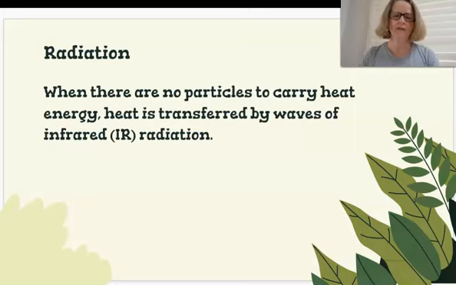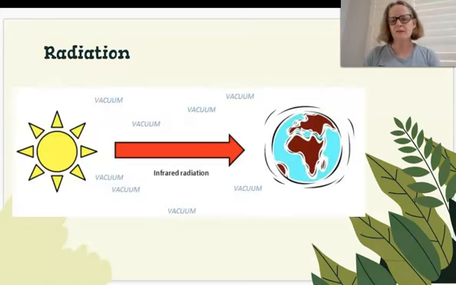Radiation is our third type of heat transfer. When there are no particles to carry heat energy, you can still transfer heat by waves of infrared radiation. So IR radiation. It's commonly called heat. And we see this all the time in nature because that is our heat source coming from the sun through infrared radiation. Because space is a vacuum, in other words, it has no particles in it.